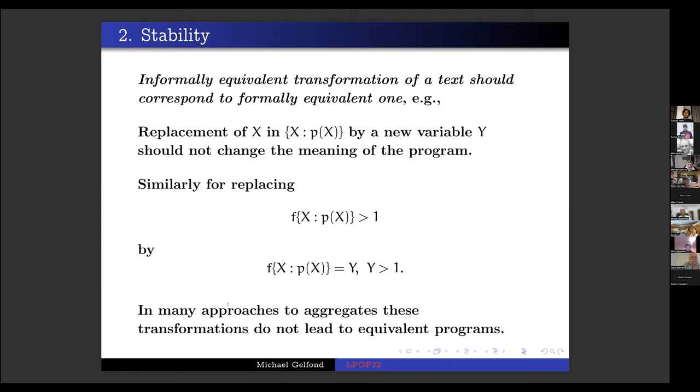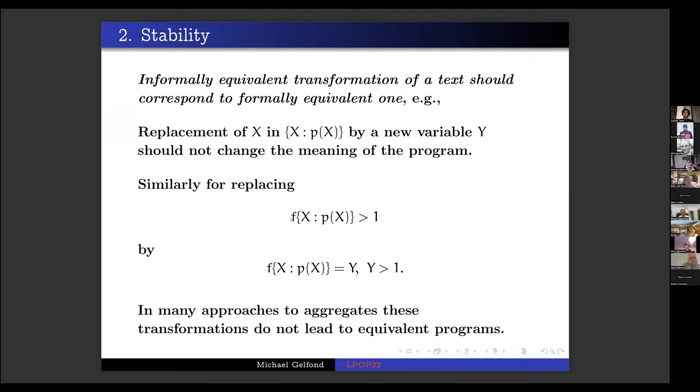The second principle is called stability. Informally equivalent transformation of a text should correspond to a formally equivalent one. I'm going to use a couple of examples here. For instance, replacement of the bound variable x in this expression by a new variable y should not change the meaning of the problem. That's how it normally is in mathematics.